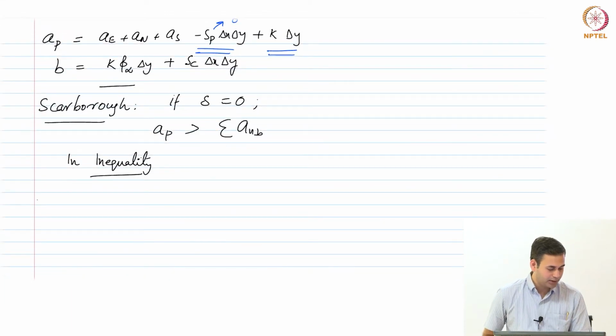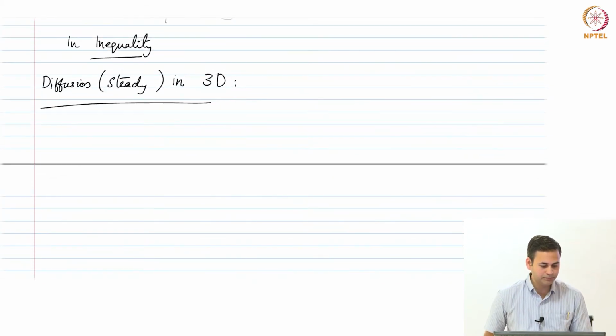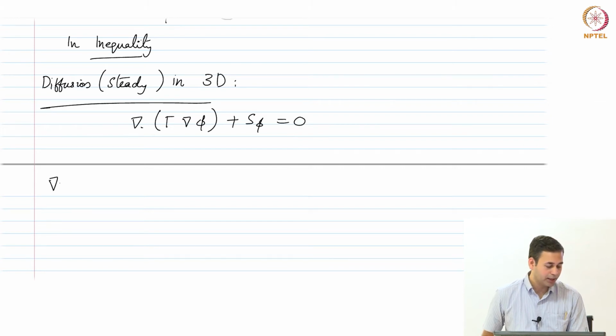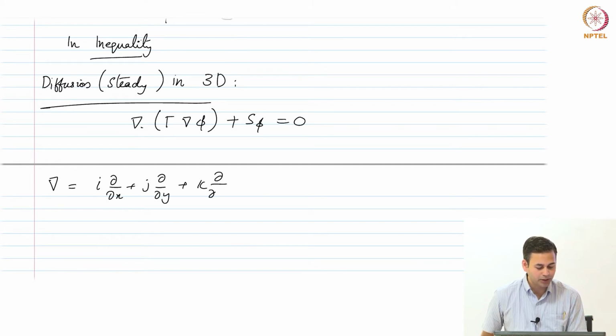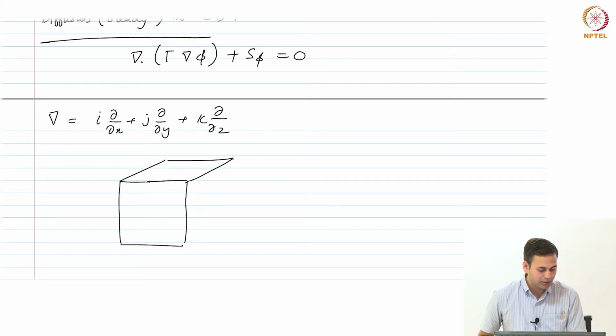So then the next thing is diffusion, or rather steady diffusion in 3 dimensions. Steady diffusion in 3 dimensions. The governing equation is the same, that is del dot gamma grad phi plus S phi equals 0. Here your del operator now has all the 3 components, i partial x, j partial y, k partial z. That is all we have. Of course, our domain now looks a little more complicated because we are dealing with 3 dimensions.